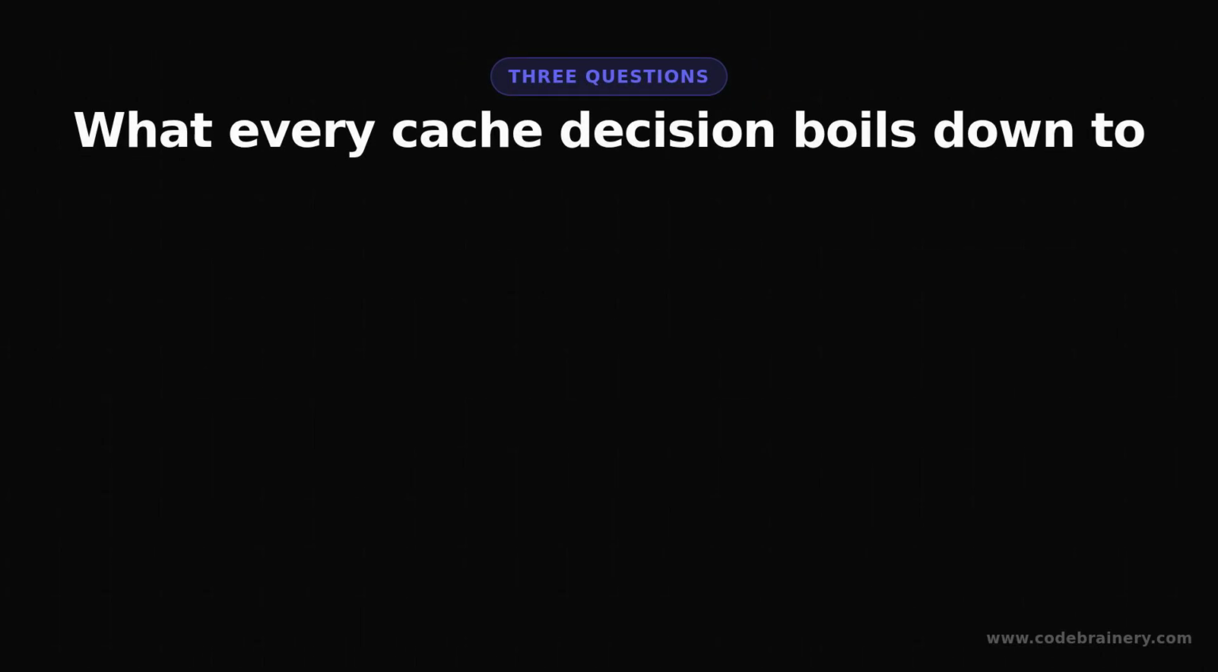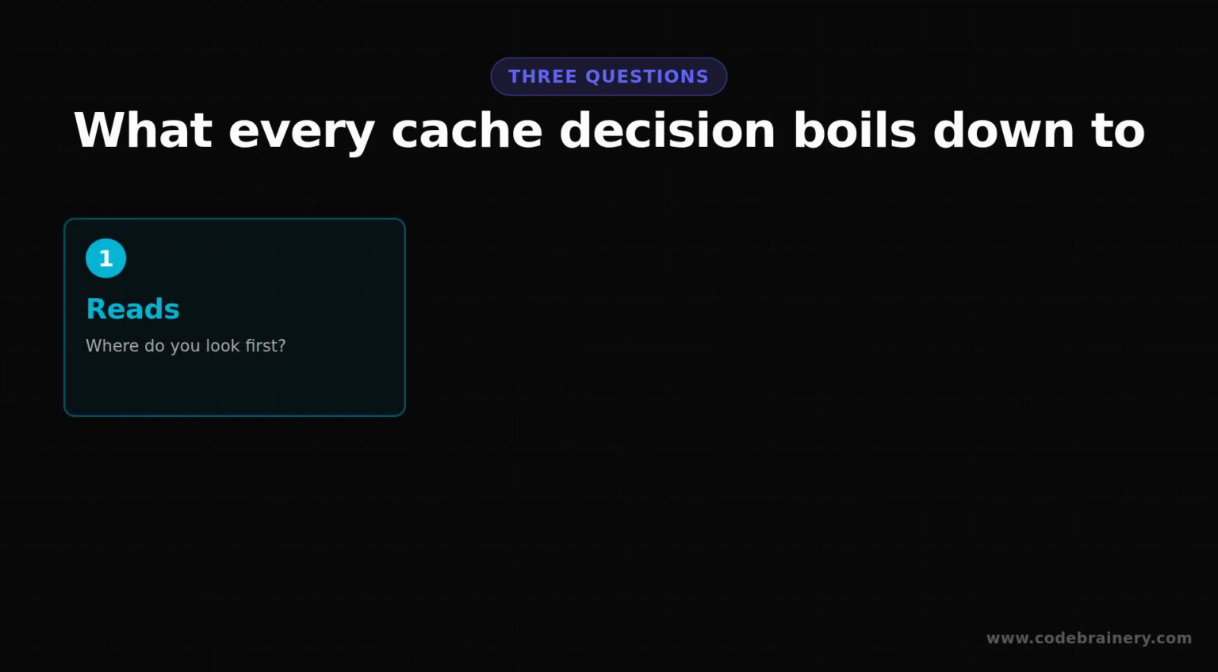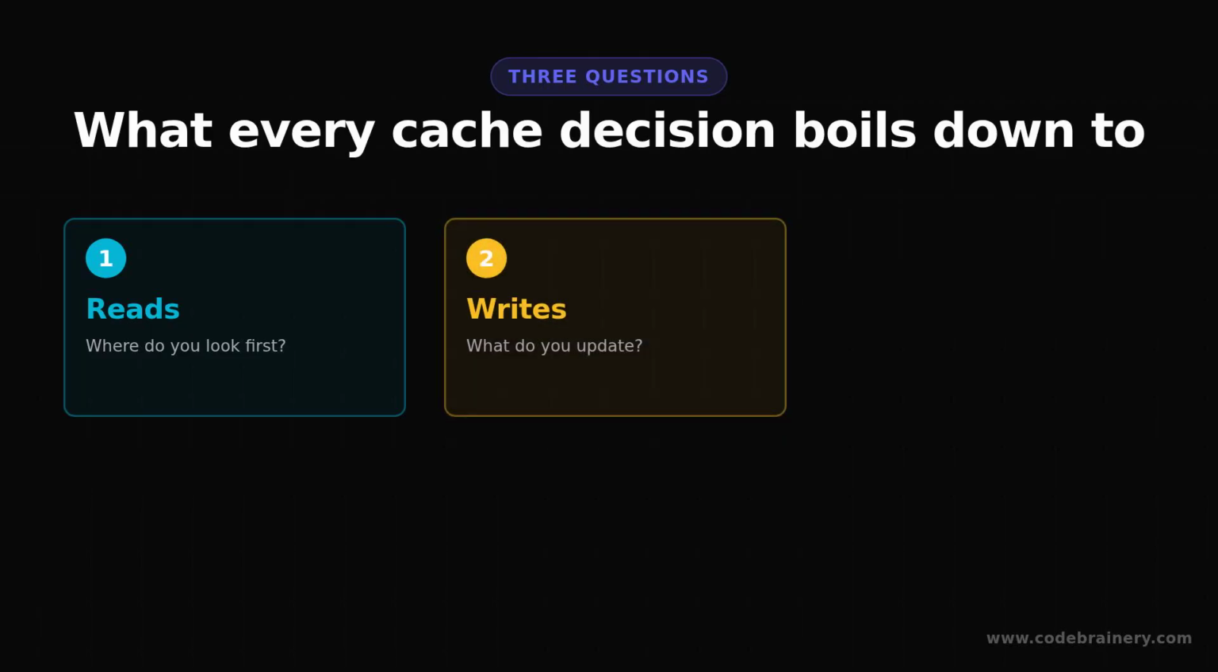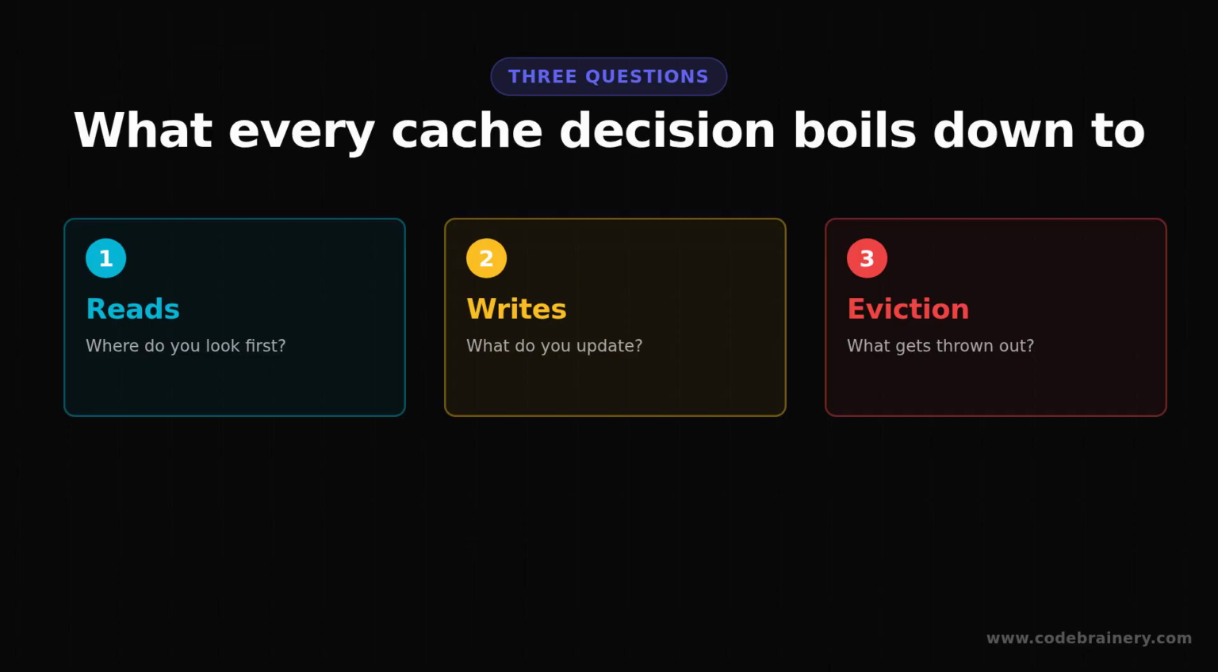3 questions to answer when you put a cache in your system. 1. When you read, where do you look first? 2. When you write, what do you update? 3. When the cache is full, what do you evict? Each question has multiple answers, and the right one depends on your workload.